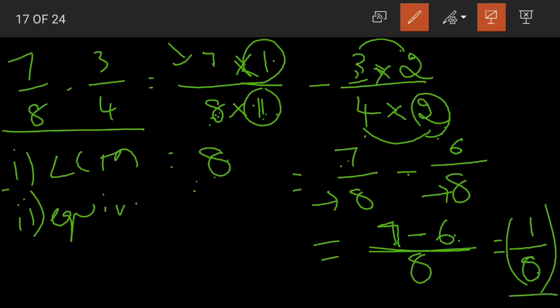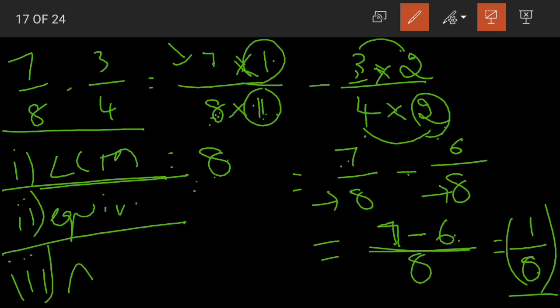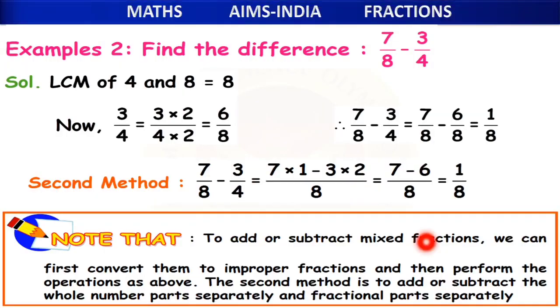How did we get this? The first step was to find out the LCM of the denominators and then convert into equivalent like fractions, and then lastly we subtracted the like fractions. Clear students? 7 by 8 minus 3 by 4 is equal to 1 by 8. I hope this was clear.